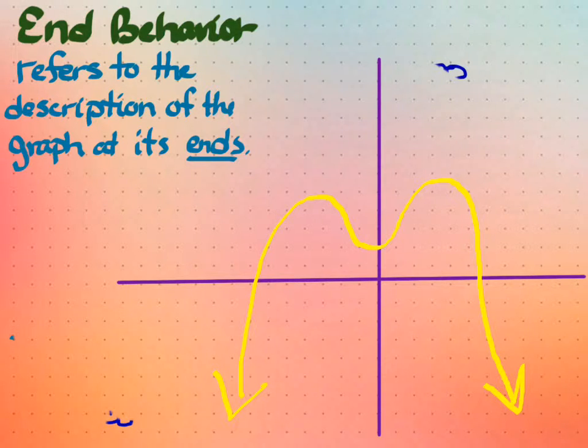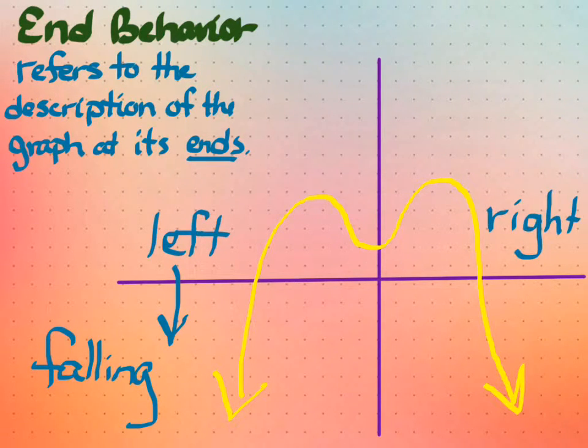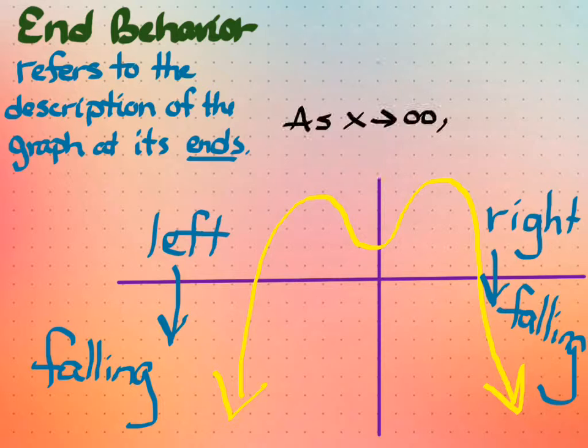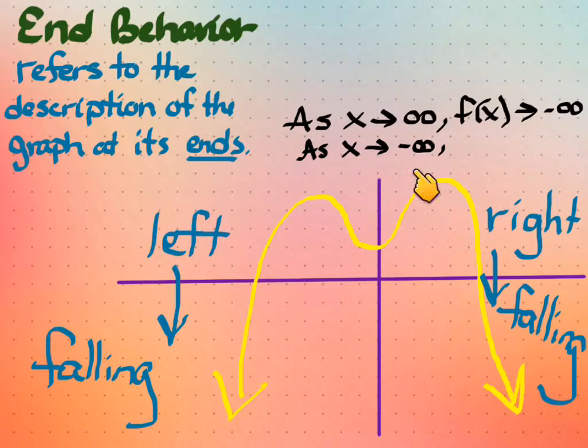Alright, so let's take a look at another graph. In this case, we have the opposite behavior, going down on both sides. So again, the left side is going down, and the right side is going down. So in mathematical terms, we would say as x goes to positive infinity, in other words, as it goes to the right, the graph is going down, which is indicative of negative infinity. And as x goes to the left, or towards negative infinity, the graph is going to negative infinity.